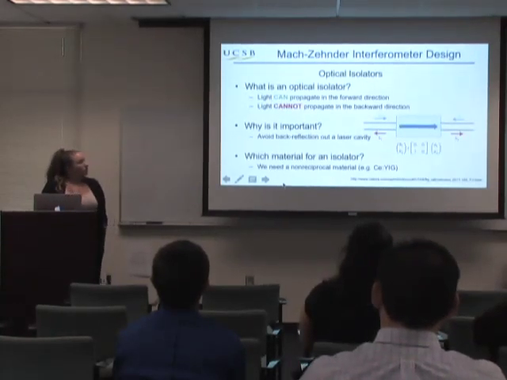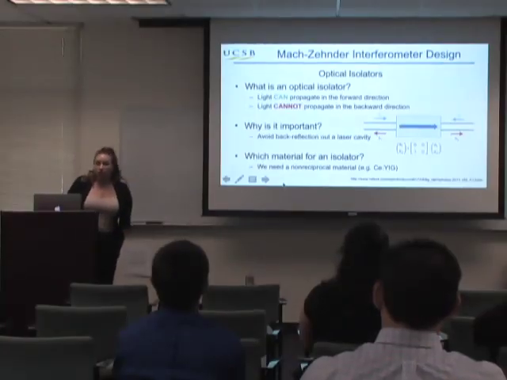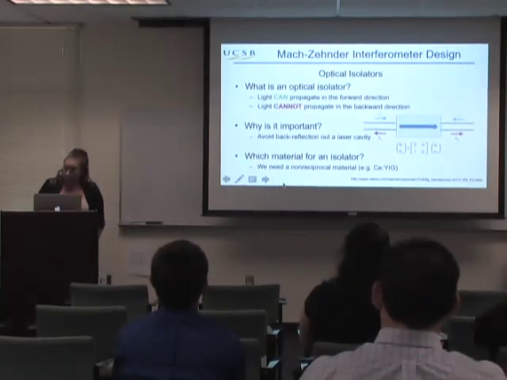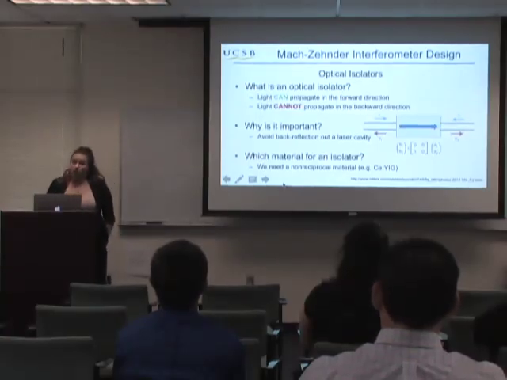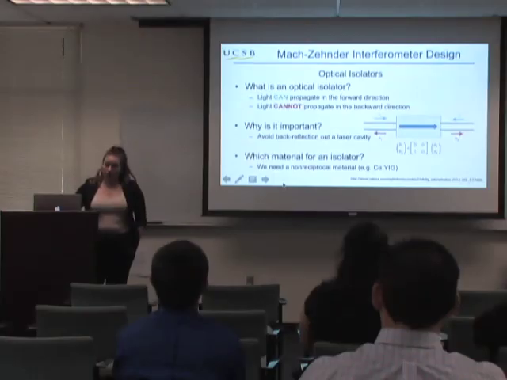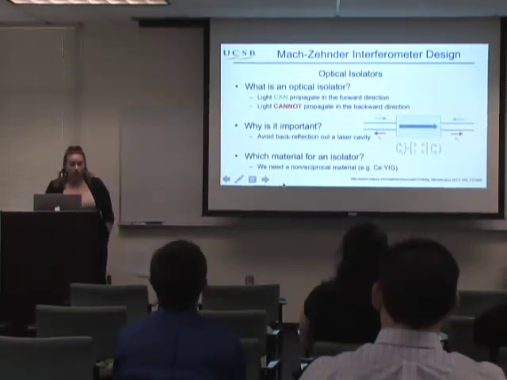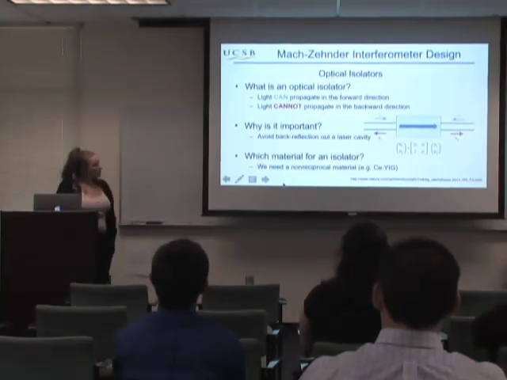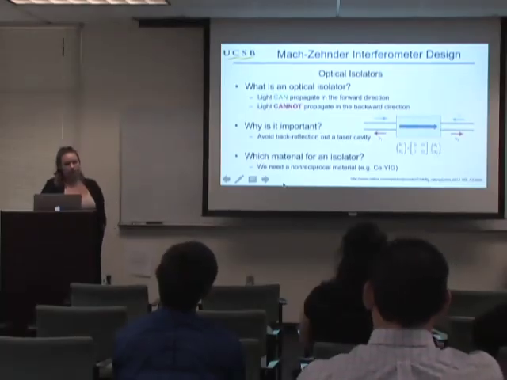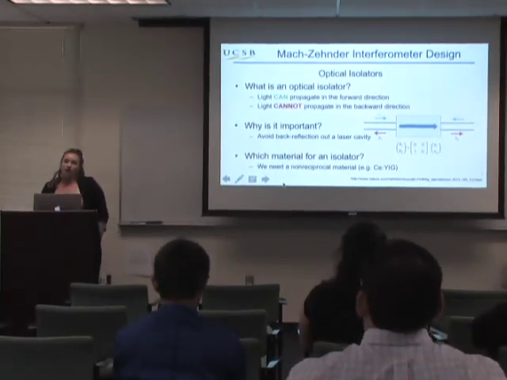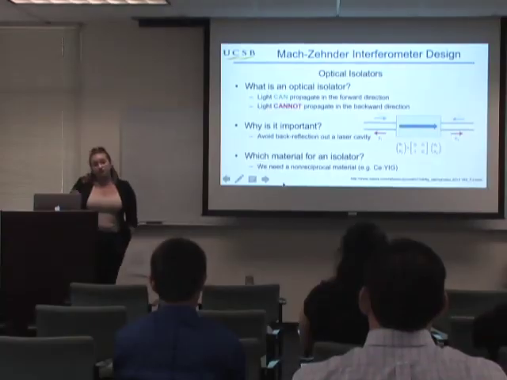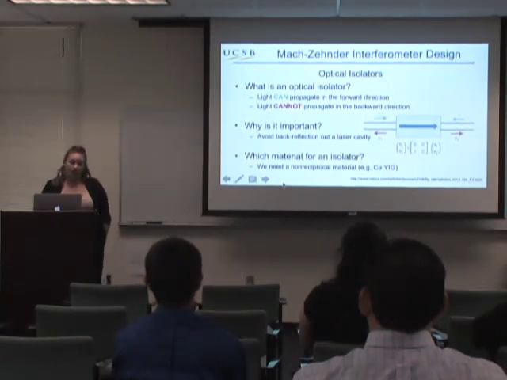Before we start looking at the Mach Zehnder interferometer design, we should understand what an optical isolator is. An optical isolator allows propagation of waves in one direction only. In our case, we are looking for propagation of light in a forward direction and not in a backwards direction. Propagation of light in a backwards direction is caused by reflections, and these back reflections can enter the laser cavity, which can burn out the unit.